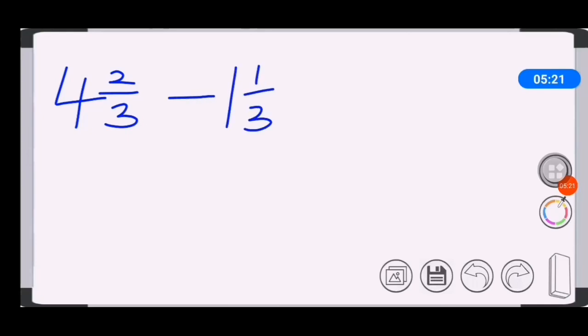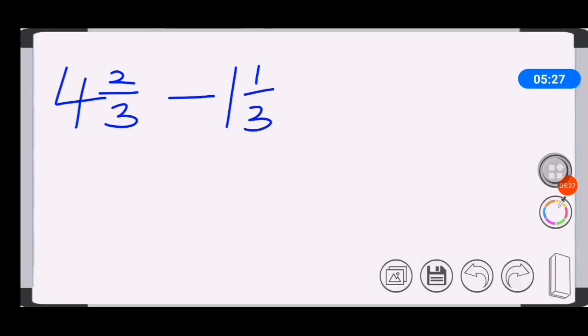Let's try one more example which has a mixed number. Okay, so I have the mixed number 4 whole 2 over 3 minus 1 whole 1 over 3. There are two ways we can do this.